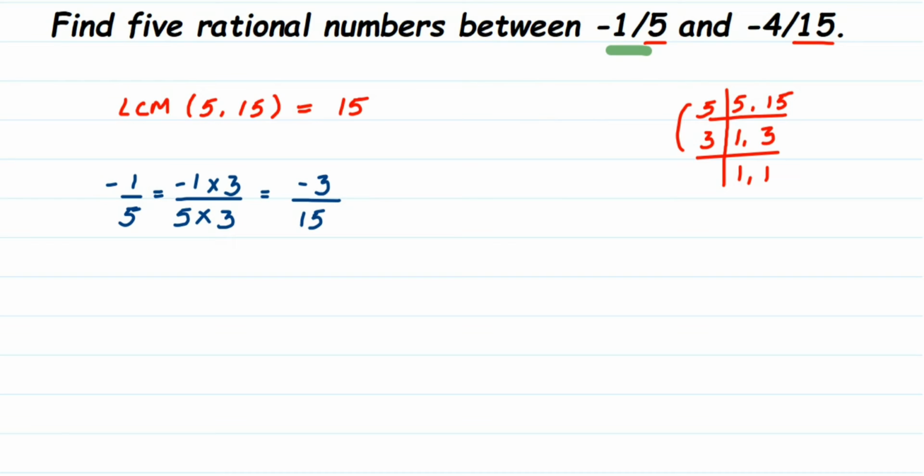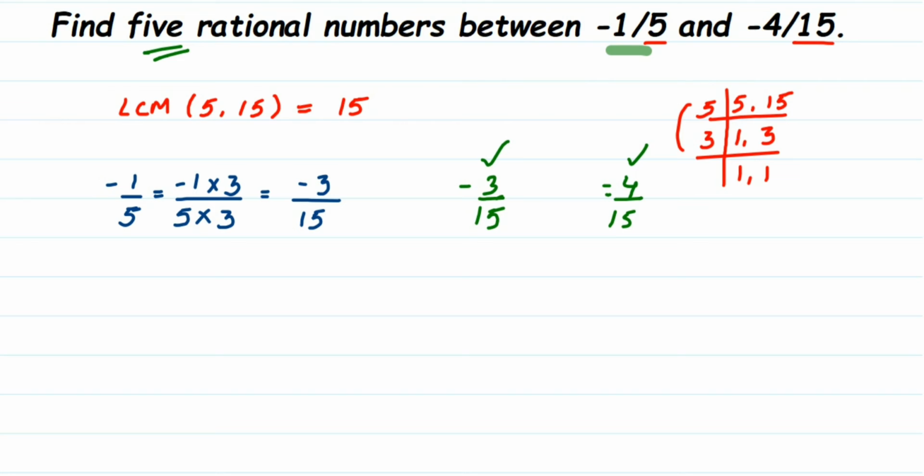Now here is a question. This is a very important step. Remember, minus 1 by 5 is the same as minus 3 by 15. When you cancel them, you get back minus 1 by 5. So instead of minus 1 by 5, we are going to take minus 3 by 15. Now if you observe, we have minus 3 by 15 and the second rational number is minus 4 by 15. The denominators are the same. If you look at the numerators, we have minus 3 and minus 4, but there is no gap between minus 3 and minus 4. We want 5 rational numbers, right?